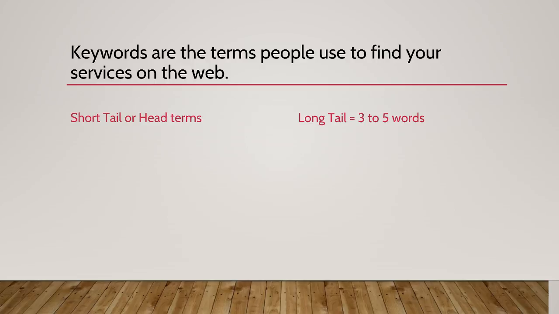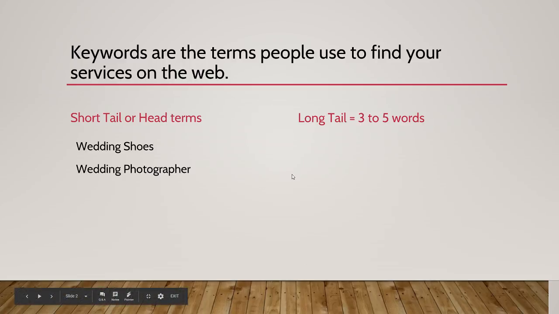Long tail terms tend to be 3 to 5 words. If I give you an example of this, wedding shoes and wedding photographer. Now, you might want to optimize your site because you sell wedding shoes or you're a wedding photographer. But you'll find it quite hard to stand out with terms like that, because if you type in wedding shoes on the internet, you'll get a million and one other things and possibly your website won't show up for it.